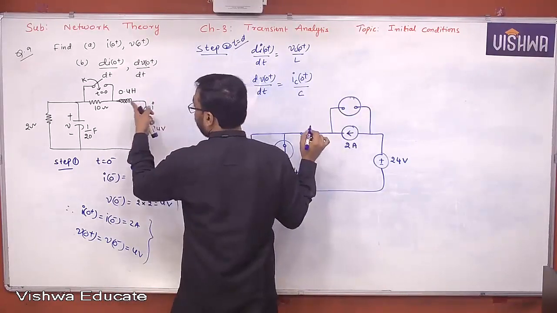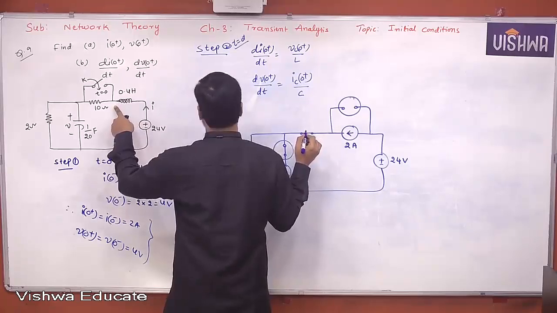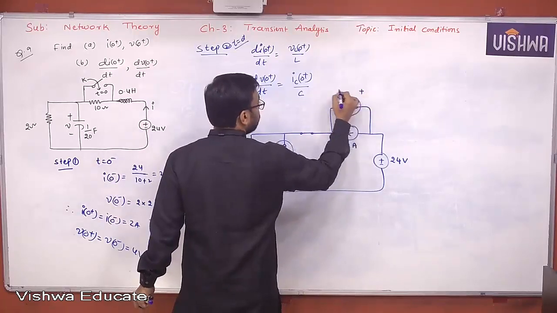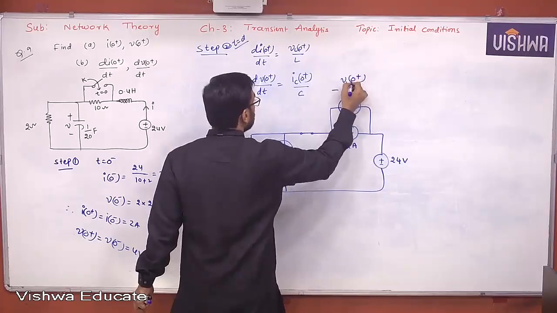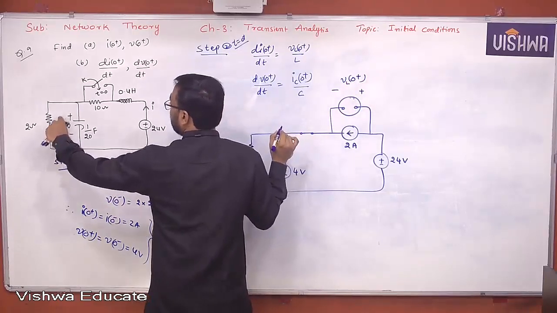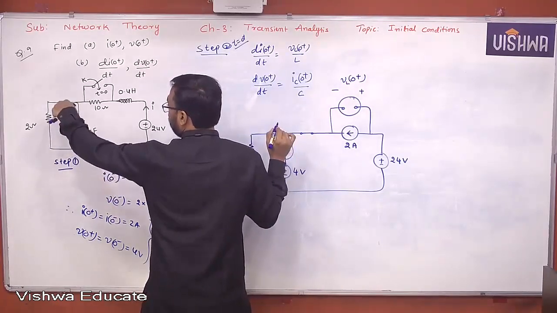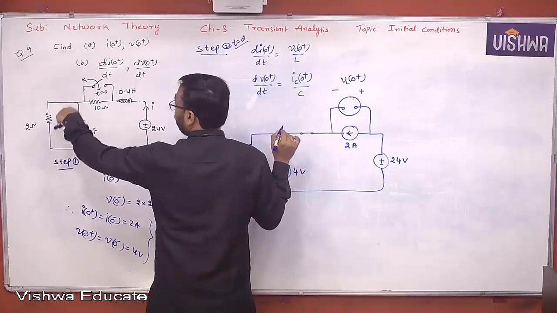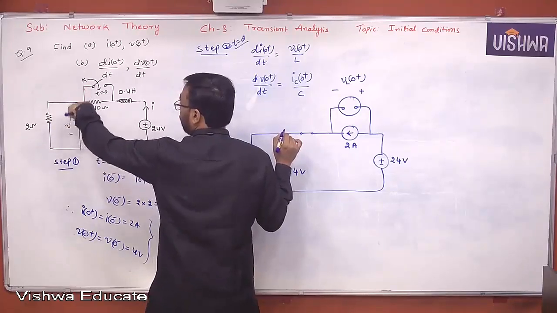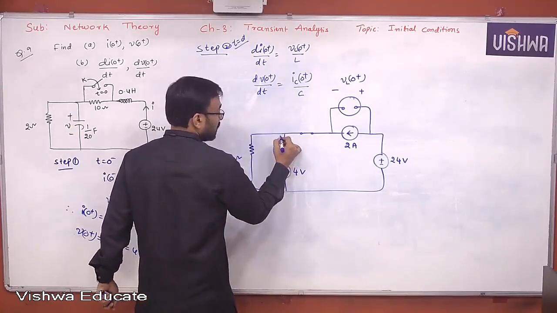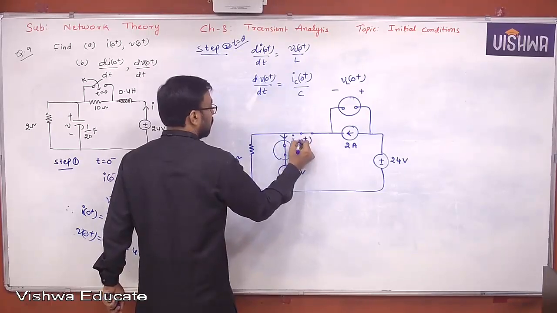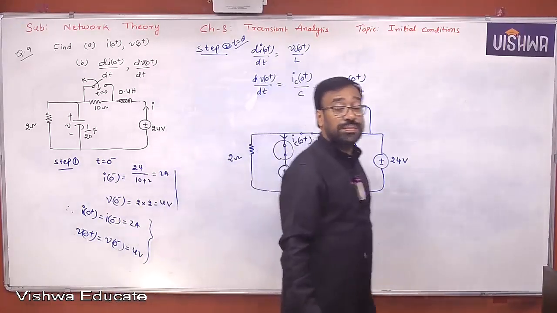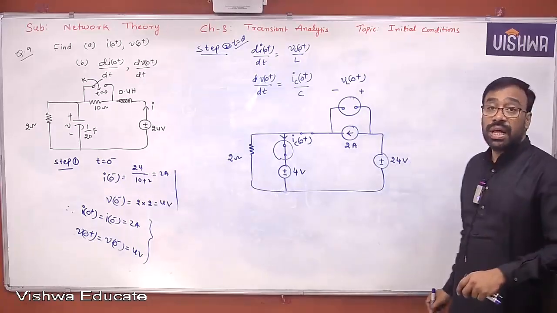Since the direction of current will decide the polarities, therefore here it is plus minus VL of 0 plus. Since the polarities will decide the direction of current through the capacitor, passive convention plus minus, therefore current flows from higher potential to lower potential downward. Therefore, this is nothing but IC of 0 plus. For current, direction is important. For voltage, polarities are important.